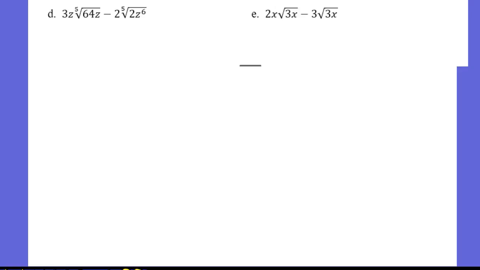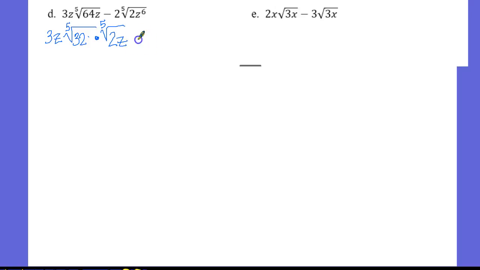So when I'm looking at 64, I'm thinking, what could I do to separate a 2 out of that? What times 2 is 64? 32. And isn't 32 a perfect fifth? Isn't 2 to the 5th 32? So a fifth root, and then, of course, we would have to multiply that times the fifth root of 2z, because the only perfect fifth root in 64 is 32.